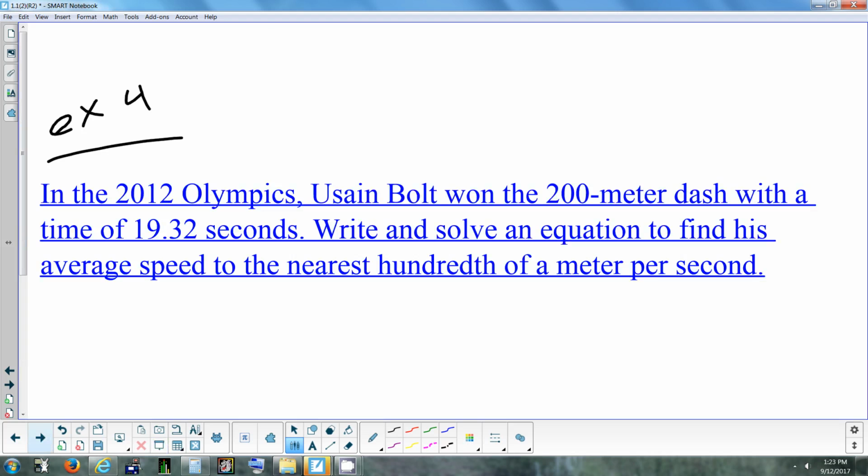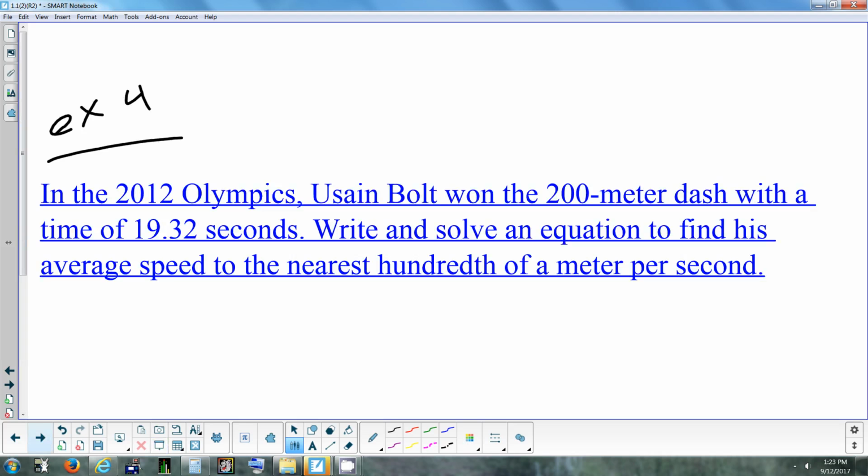So, let's look at this problem. As far as writing it down on your notes, you could put it right at the top. You should have a blank space right at the top of your notes. Just put example 4, put it right up there. All right, so this one says, in the 2012 Olympics, Usain Bolt won the 200-meter dash with a time of 19.32 seconds. Write and solve an equation to find his speed.